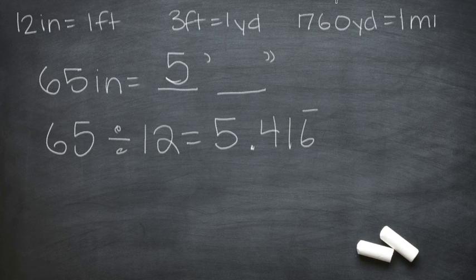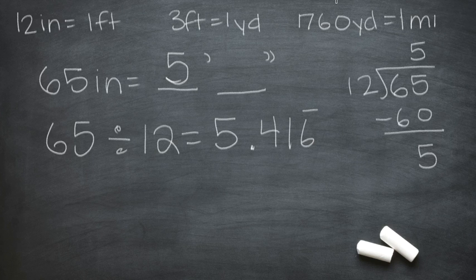So there are two different ways of doing this. One would be if instead of using our calculator, we did long division, which I know is kind of a throwback. So if we did 65 divided by 12, it goes in 5 times evenly, but then 12 times 5 is 60. So that's a remainder of 5. So that means that 65 inches is 5'5".